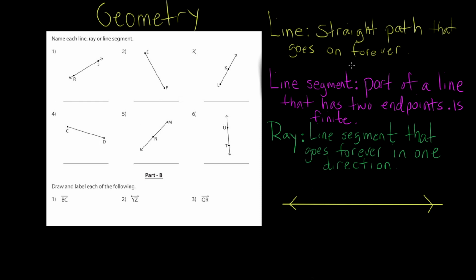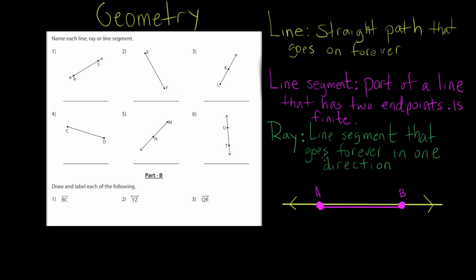We have a line segment, which is part of a line that has two endpoints. It is finite. Finite means it does not go on forever. It stops somewhere. So I want you to imagine that we put some endpoints on this line. So we'll call this endpoint A, and we'll call this endpoint B. Now I want you to think about the space in between these points. It does not go past them, okay? This is a line segment. It's a segment of the whole line.